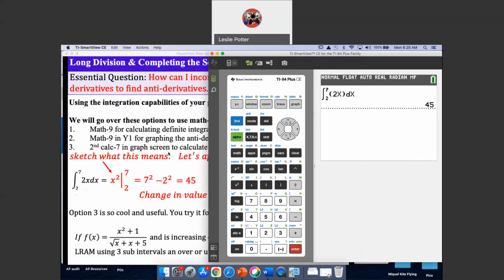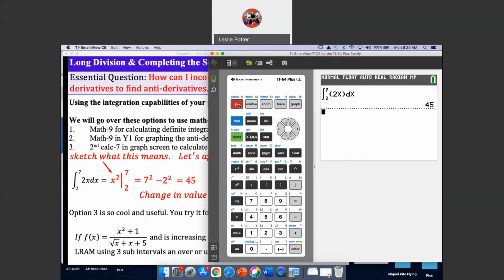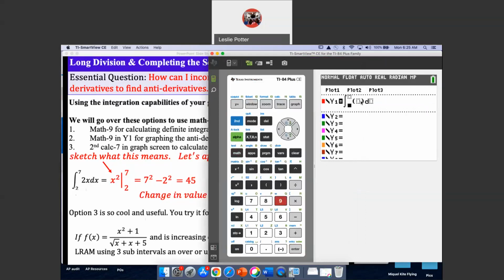If you have a liquid crystal display, this will take forever. I don't really advise you to do it. Okay, but I'm going to do it here on my CE. So I'm going to go into my grapher, and I'm going to do a Math 9. So I'm going to integrate right inside my graph, my graphing capabilities.